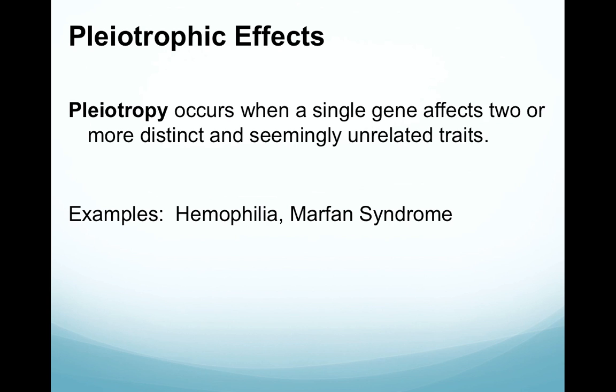Another type of inheritance involves pleiotropy. Pleiotropy occurs when a single gene affects two or more distinct and seemingly unrelated traits. Typically, when we talk about pleiotropy, we are talking about mutant genes or abnormal genes. Your textbook gives the example of hemophilia, which is a clotting disorder that's relatively common in certain royal families but is fairly rare in the rest of the population.